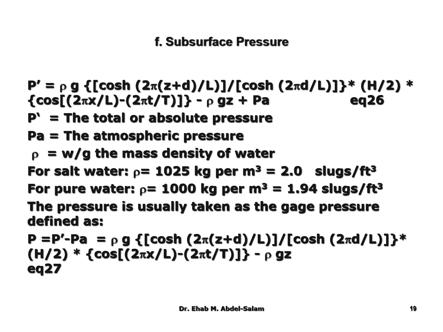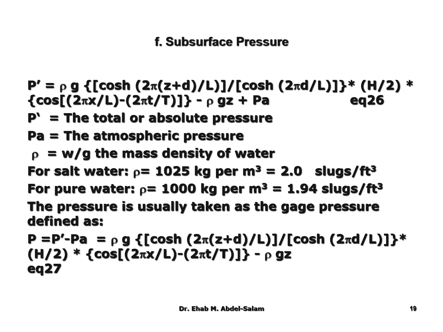Where P dash is the total or absolute pressure, PA is the atmospheric pressure, and rho is the mass density of water. For salt water, rho equals 1025 kilograms per cubic meter, equal to 2 slug per cubic foot. For pure water, rho equals 1000 kilograms per cubic meter, equal to 1.94 slug per cubic foot. The pressure is usually taken as the gauge pressure, P equals P dash minus PA. We have taken that in fluid mechanics.